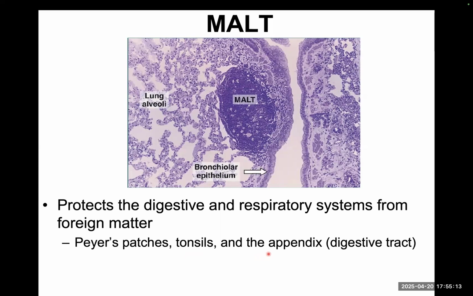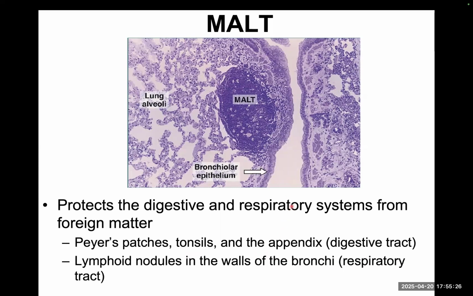The lymphoid nodules are going to be in the walls of your bronchi because you need a place to capture all that. So lymphoid nodules are in the walls of the bronchi of the respiratory tract, and also because you have cilia there capturing.